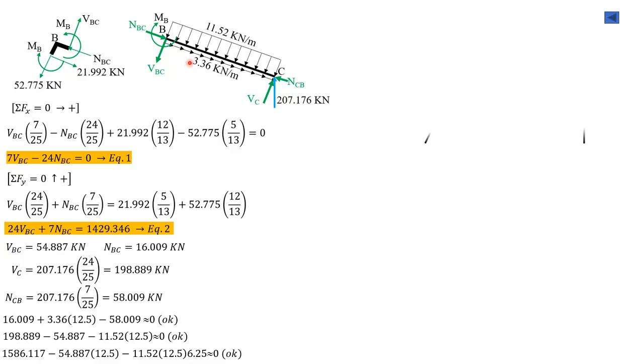Now that we have checked equilibrium of BC, we are now ready to draw the shear diagram and the moment diagram. For the shear diagram, the shear at A went from 0 to the shear at A, which was 266.01. Then minus the loading here, which is rectangular. What was the loading? 24 times 12 over 13.